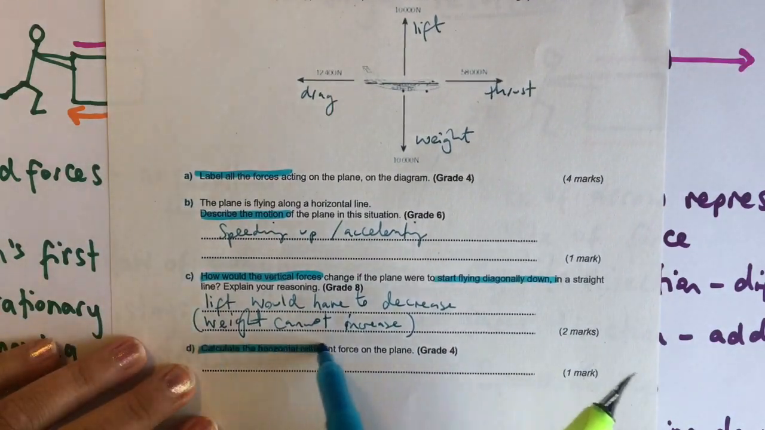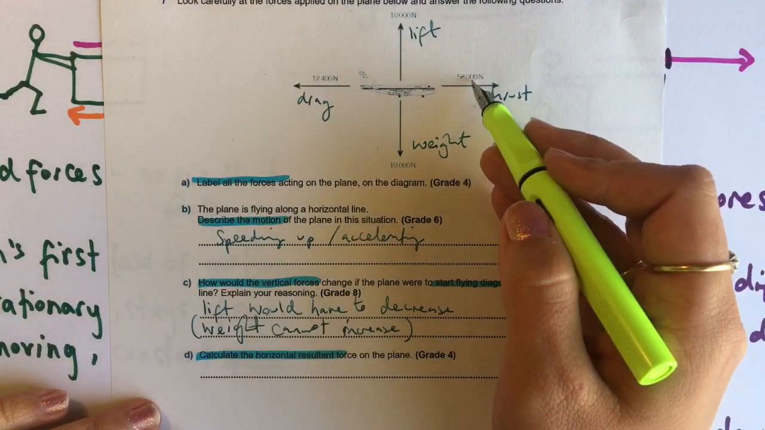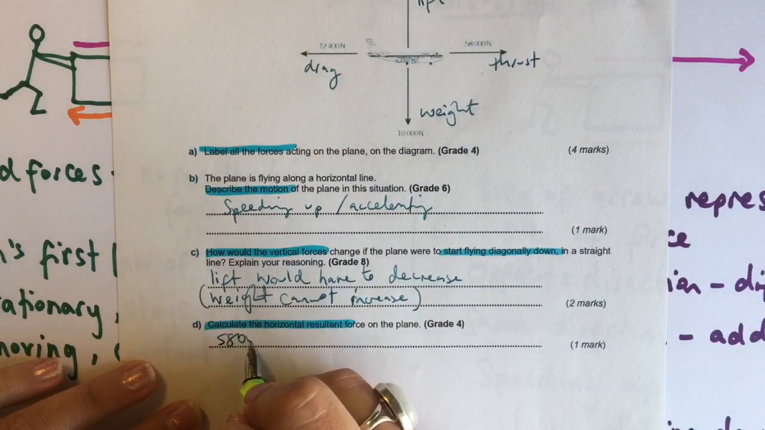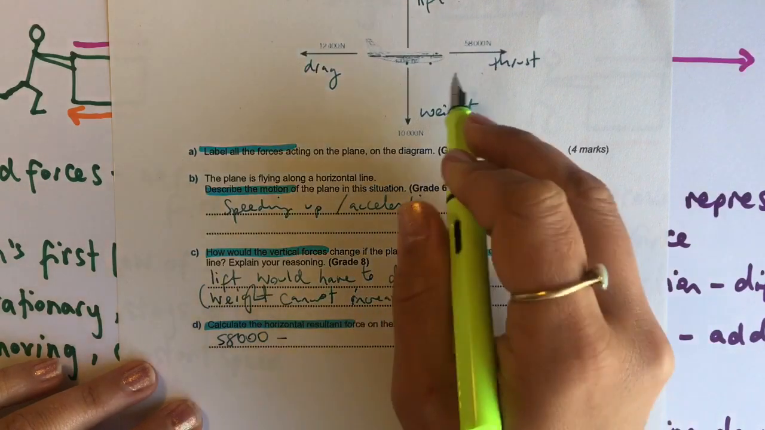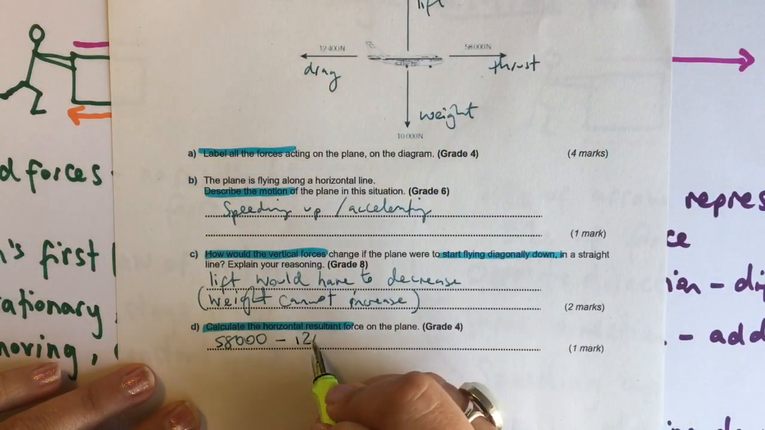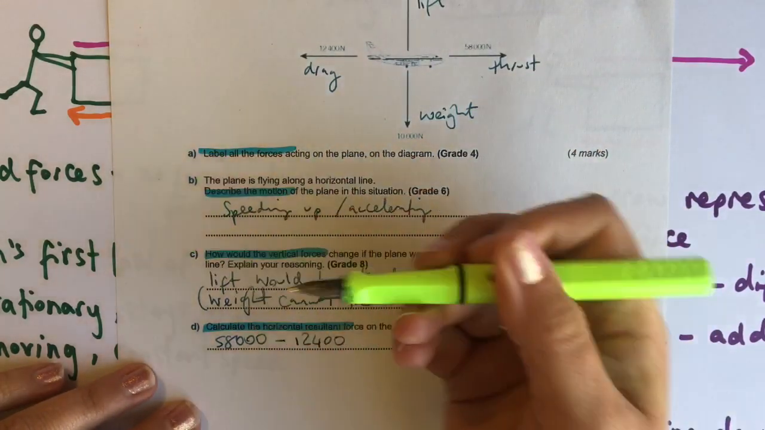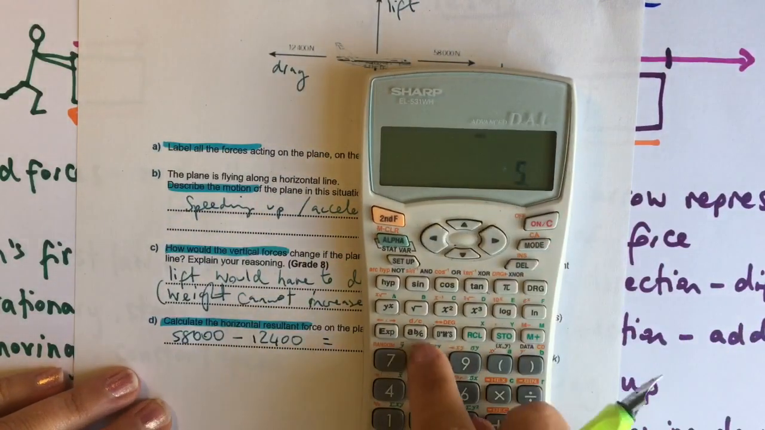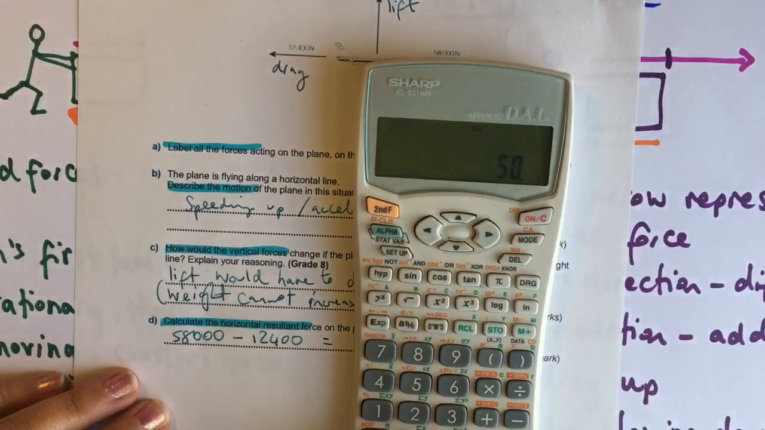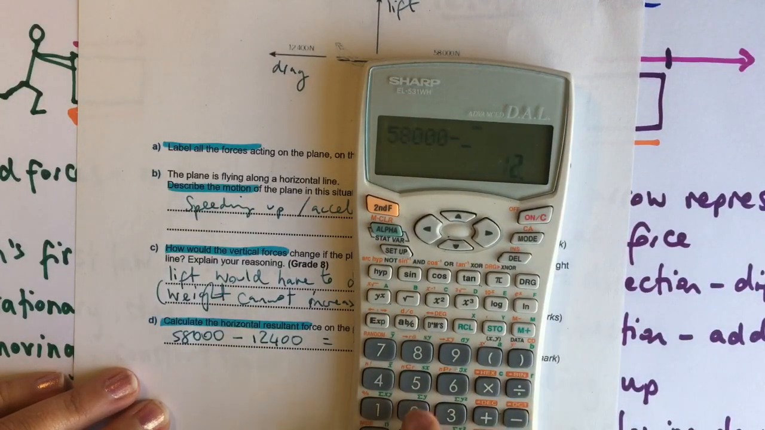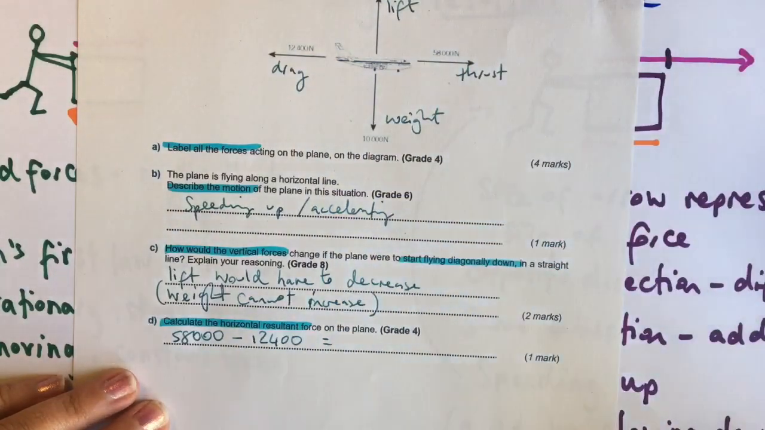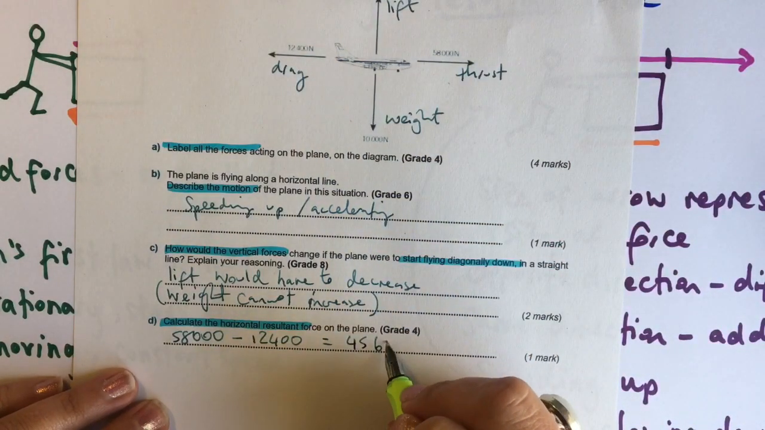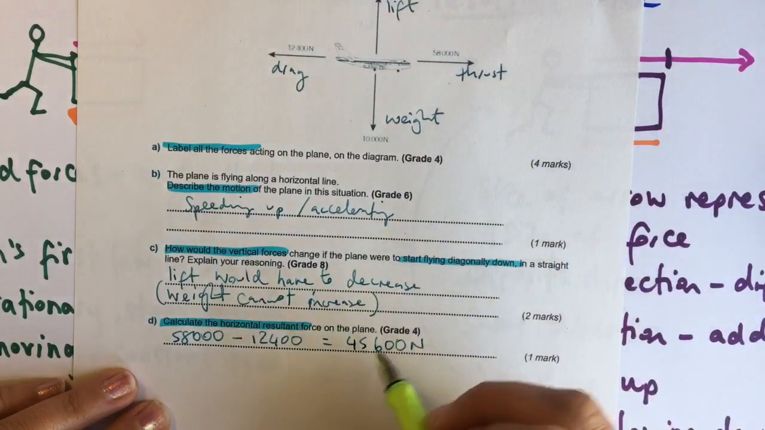Calculate the horizontal resultant force on the plane. So we had 58,000 newtons forwards and 12,400 newtons backwards. So we find the difference between those. 58,000 minus 12,400, 45,600 newtons forwards.